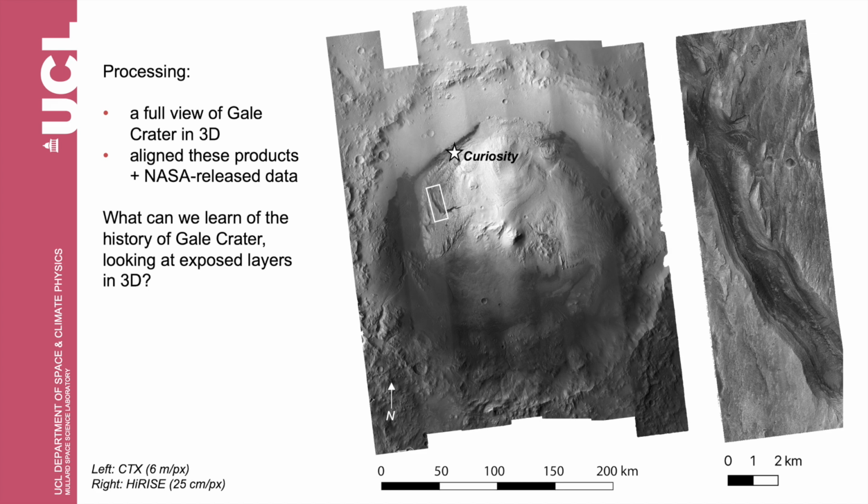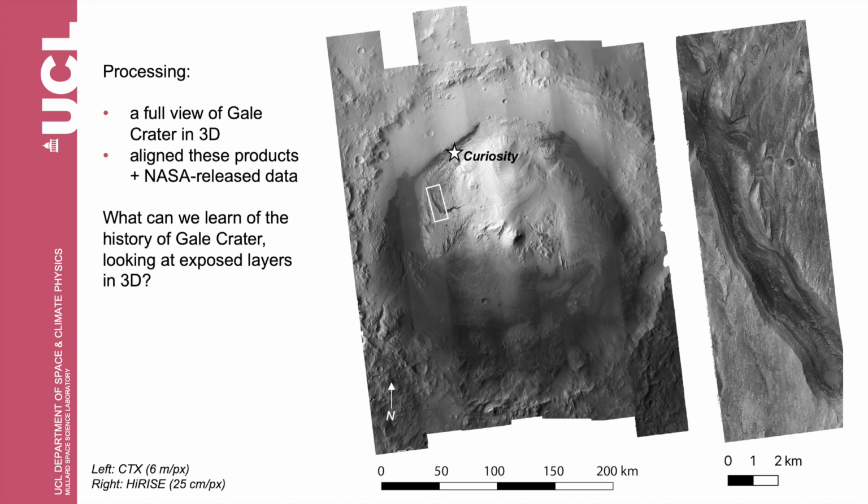This slide shows one of the mosaics that I've made just in 2D. This is 6 meters per pixel. So you have Gale Crater on the left, and then on the right you have my study area in the highest resolution, which is called HiRISE. And this is a river channel that has formed on the side of Mount Sharp, and it's really exciting because if you look closely, you see all of these lines in the side of the channel, and these are exposed layers. And layers are really exciting as a geologist because they are a time machine into the past.